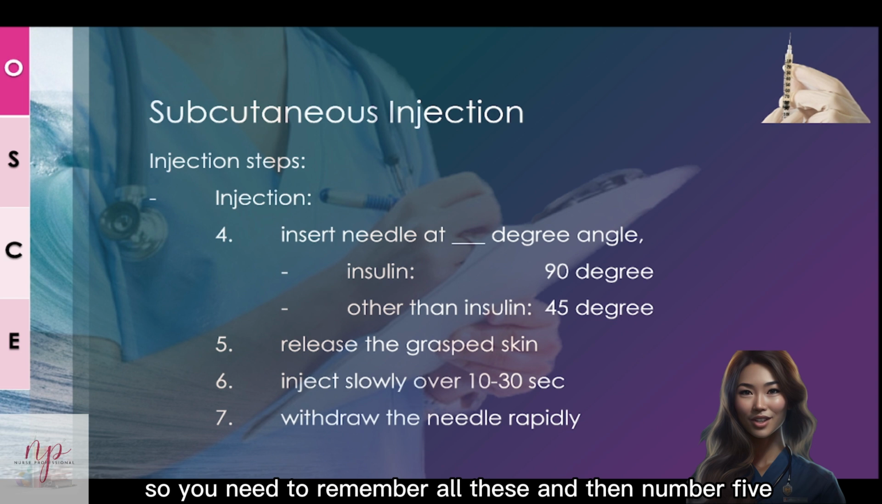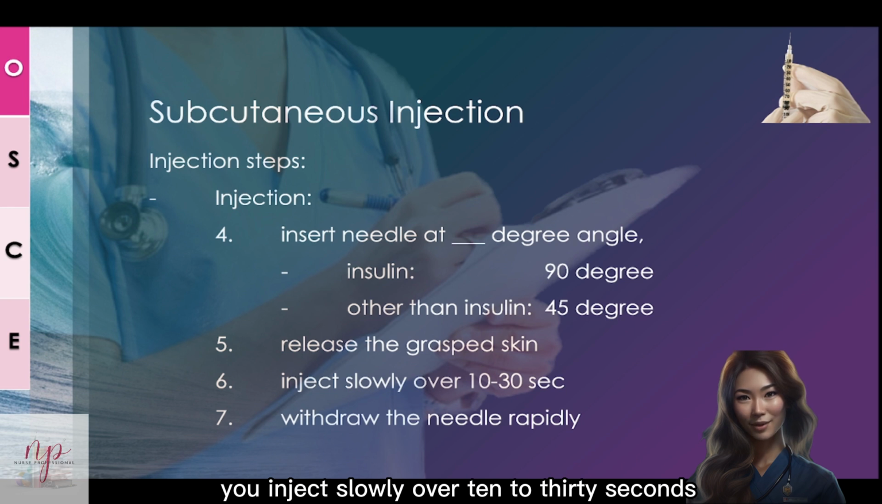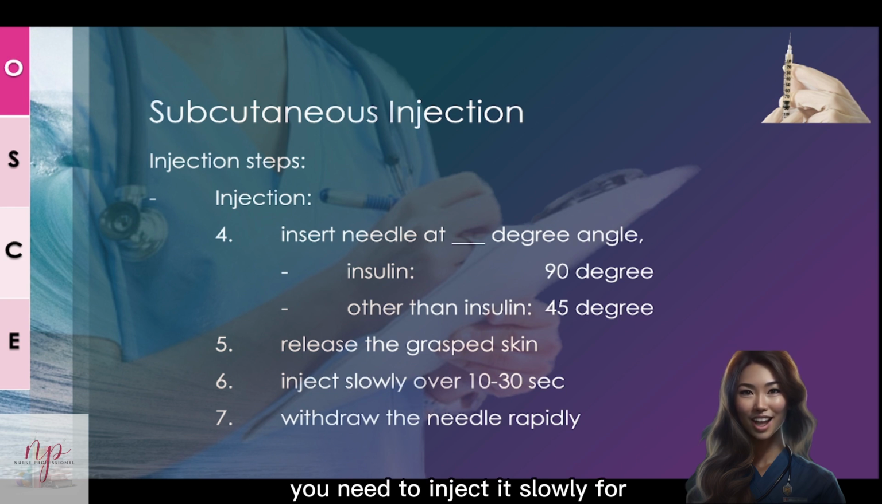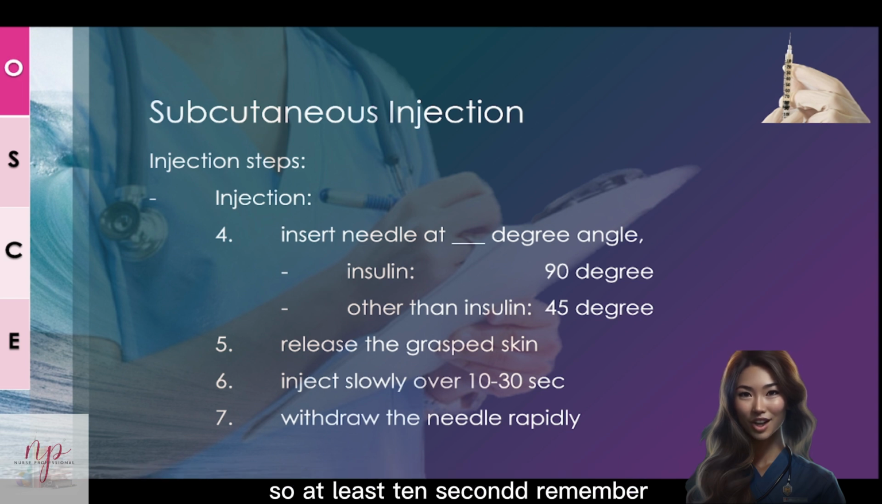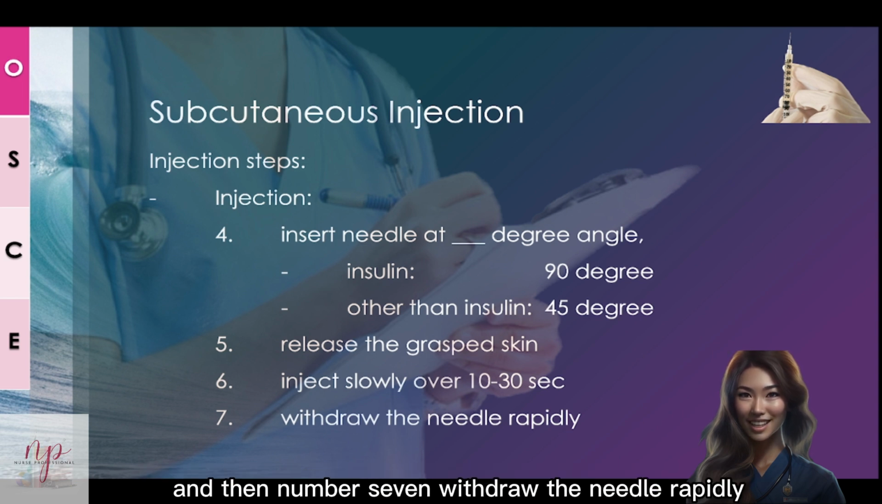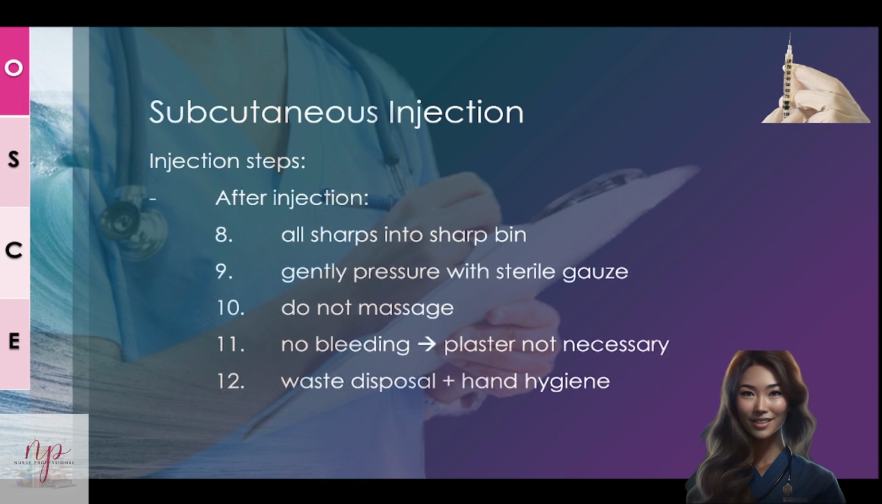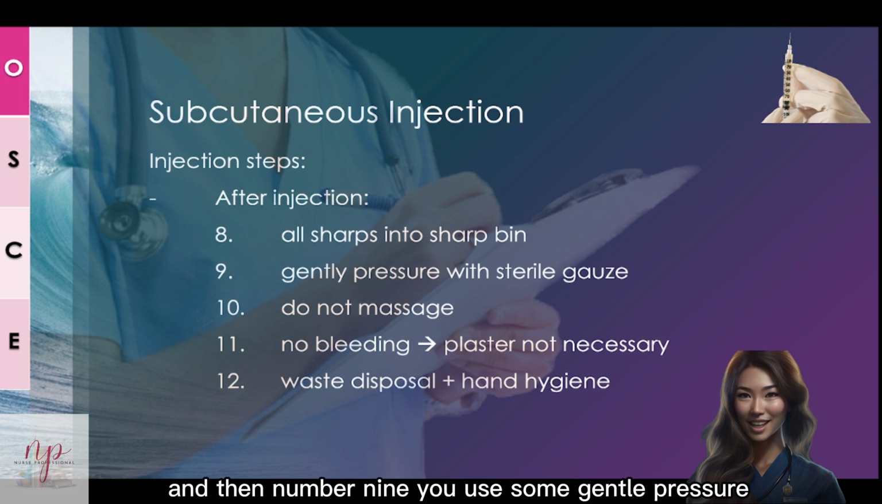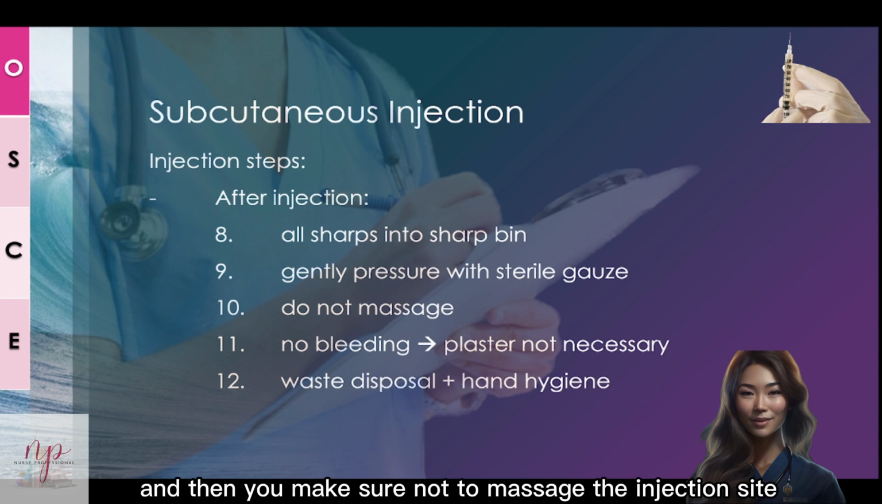And then number 5, after you insert the needle, you release the grab of the skin. And then number 6, you inject slowly over 10 to 30 seconds. You need to know you need to inject it slowly for 10 to 30 seconds. But because during the exam you are running out of time, right? So at least 10 seconds, remember. And then number 7, withdraw the needle rapidly. And then you discard the sharps in the sharp bin. And then number 9, you use some gentle pressure with the sterile gauze. And then you make sure not to massage the injection site.